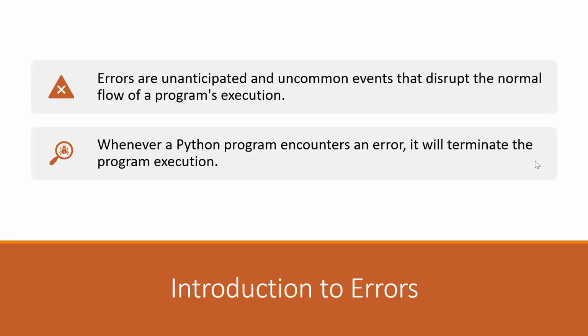Basically, errors are unanticipated and uncommon events that disrupt the normal flow of execution of a program. This is because we all make mistakes from time to time, and some of these mistakes occur from improper use of specified syntax, and some common errors are runtime mistakes that occur after the code has successfully passed the syntax check. Whenever a Python program encounters an error, it terminates the program execution.